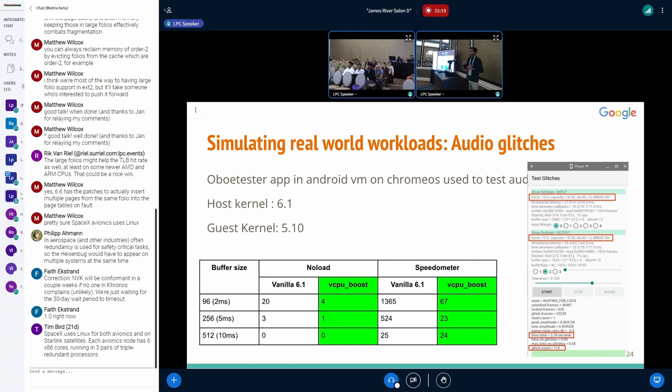So here a wake up happens for all the entities. And as you can see, on a no-load system, like an idle system, vCPU boost performs better than vanilla. Similarly, for a busy system, which is simulated by Speedometer, it's performing much better. So this is like simulating a real world workload.